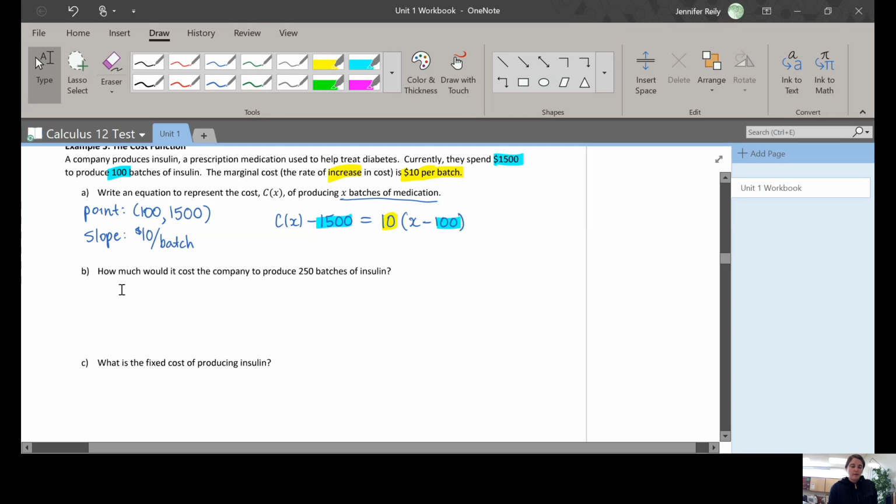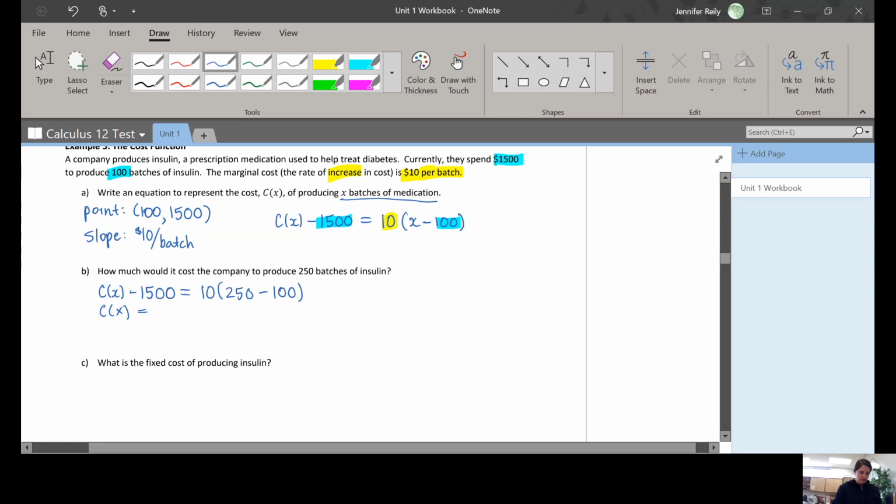It says, how much would it cost a company to produce 250 batches of insulin? So C of X, we want to find the cost. We don't know that, but we do know we want to produce 250 batches of insulin. So I'm going to put that in for the X value. Okay, so now we just have to do some math here. So I'll move the 1,500 to the other side and evaluate that bracket.